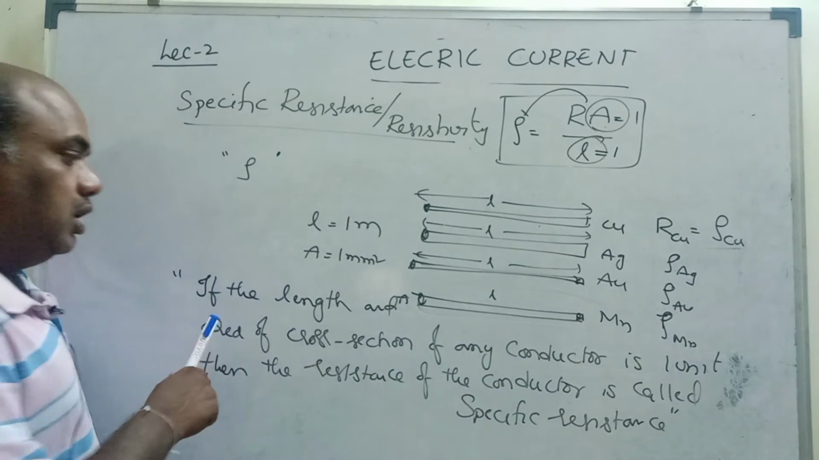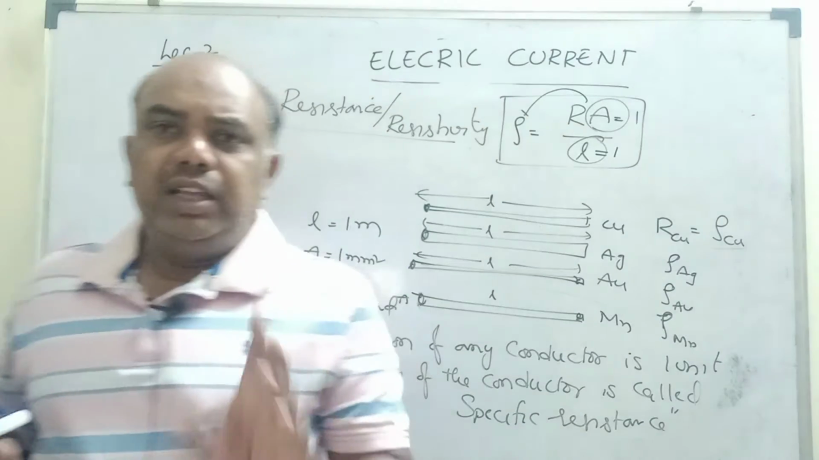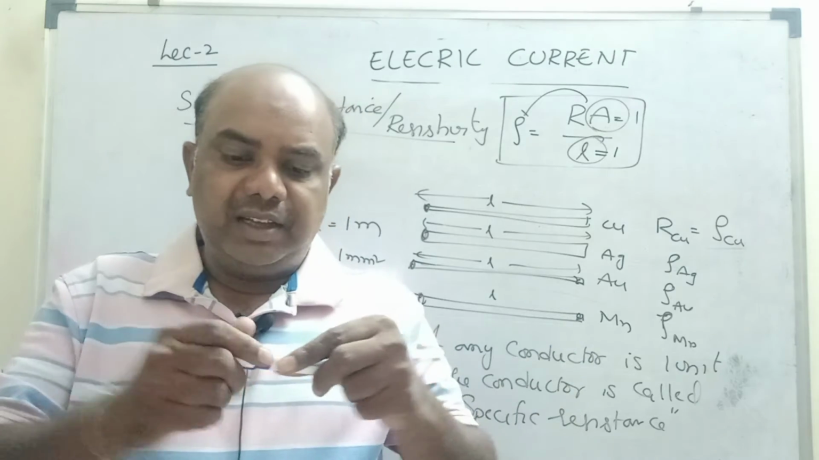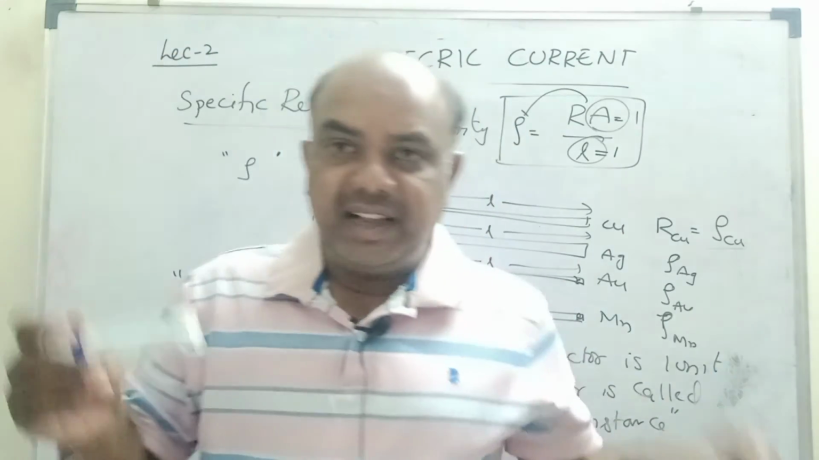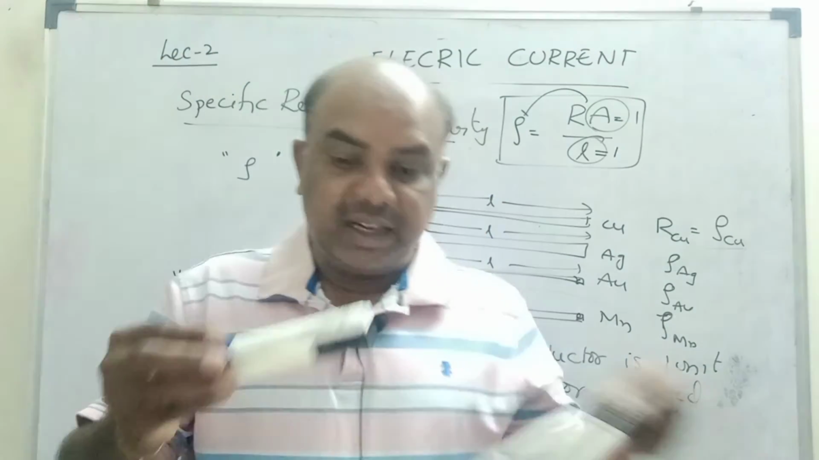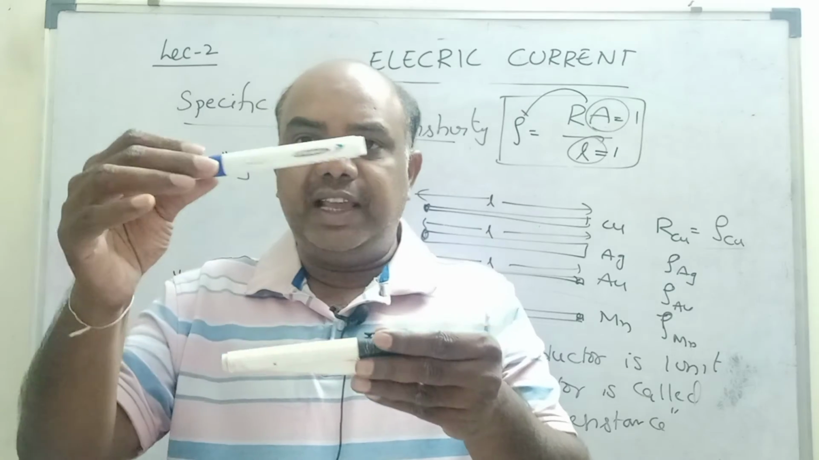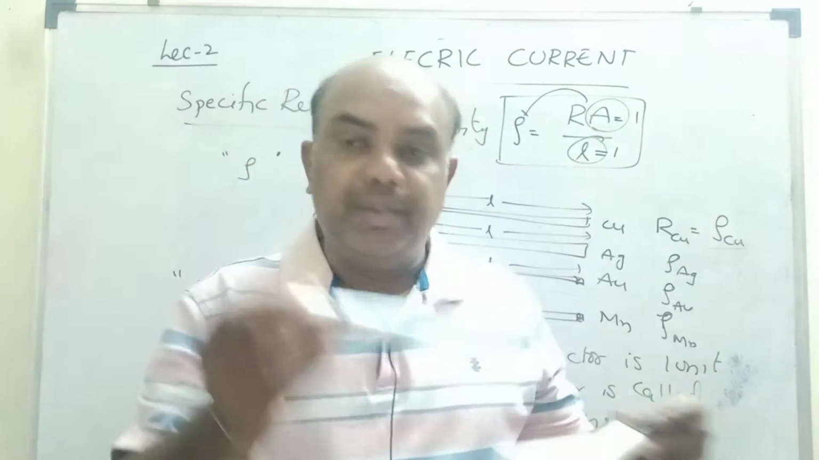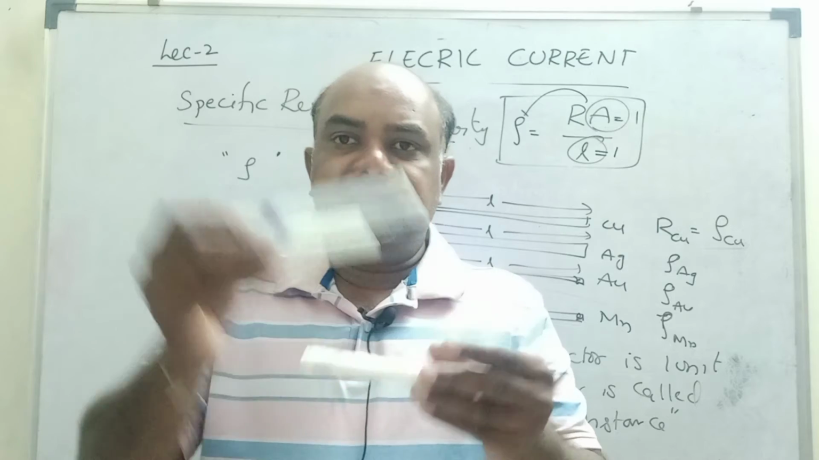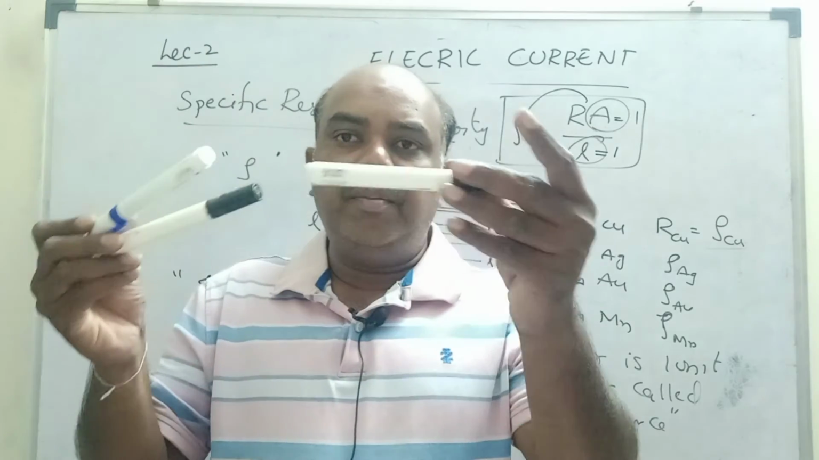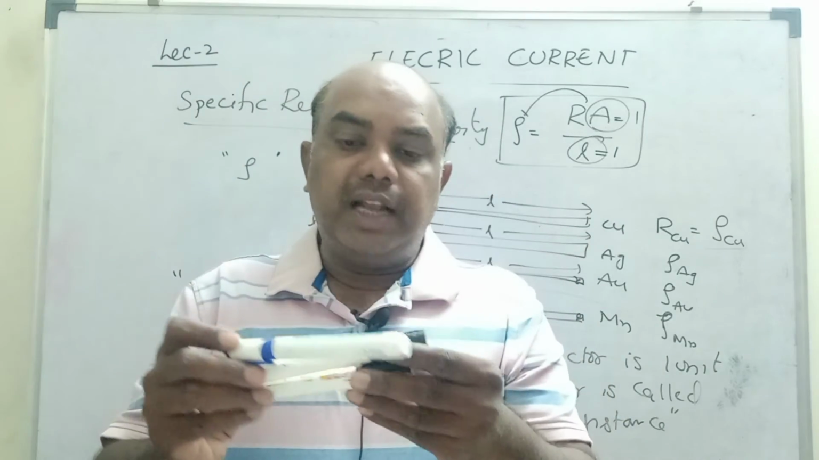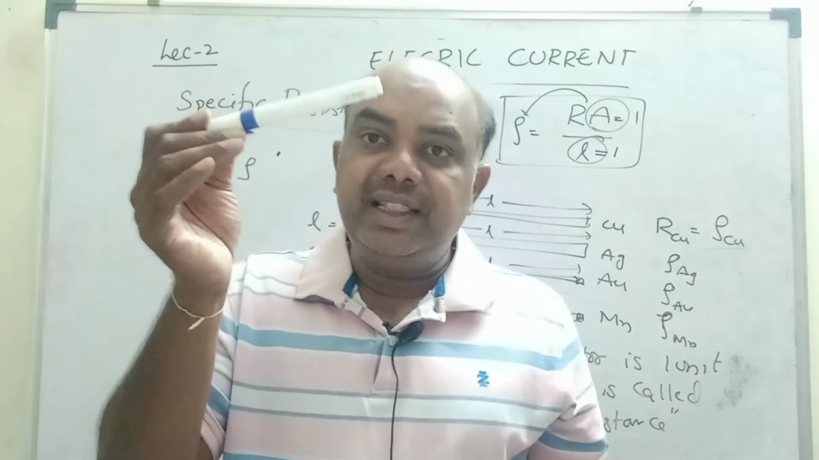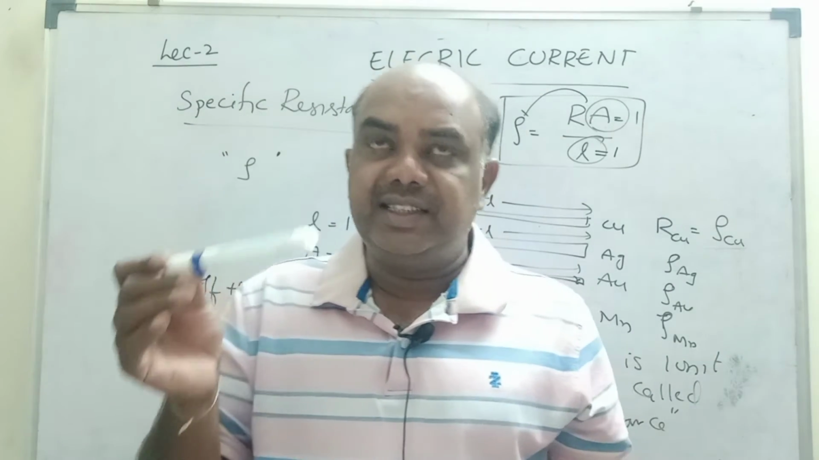Important, children. Any conductor you can take. If length and area of cross section are the same, length is fixed. Let us consider this is a conductor, this is another conductor, this is another conductor. All conductors have the same length, the same thickness, the same area of cross section. Let us consider this is copper, this is iron, this is aluminium. That means all these materials have the same length and the same area of cross section. Then this resistance is called nothing but specific resistance.